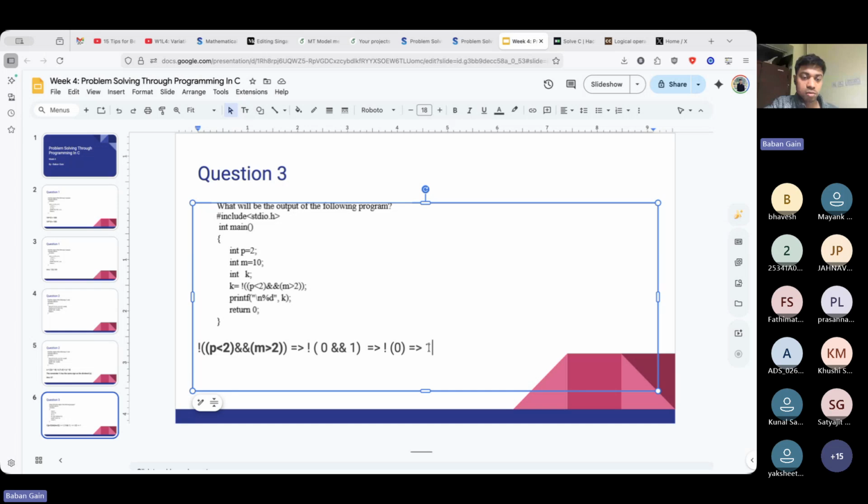So 1 is the correct answer. Any doubts on this question? Please feel free to ask. Khushbu, I have allowed your microphone. You can unmute. Okay, if there is no doubt, I can move on to the next question now.